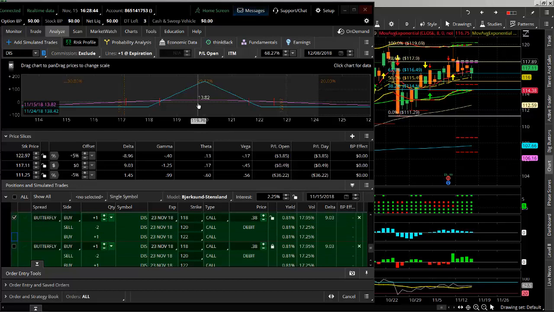So these are two trade strategies for a directional up move that have very low risk but really good reward.